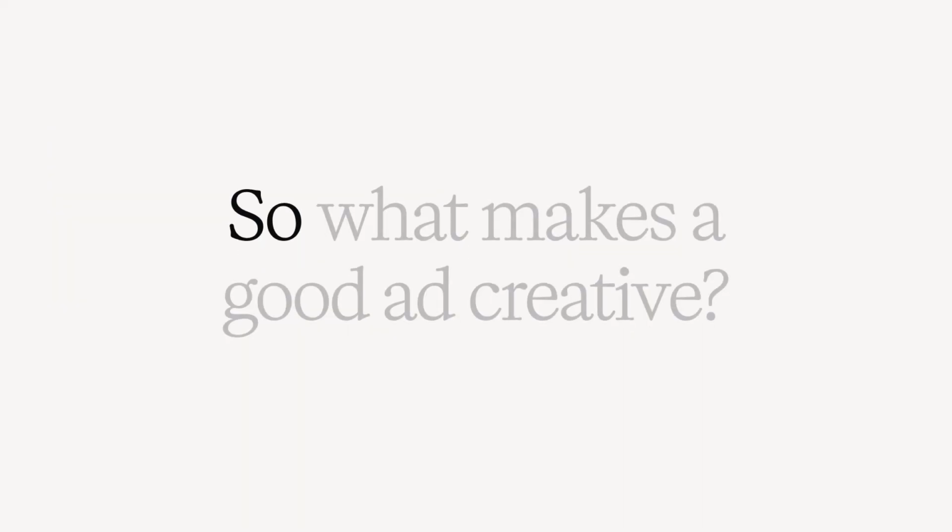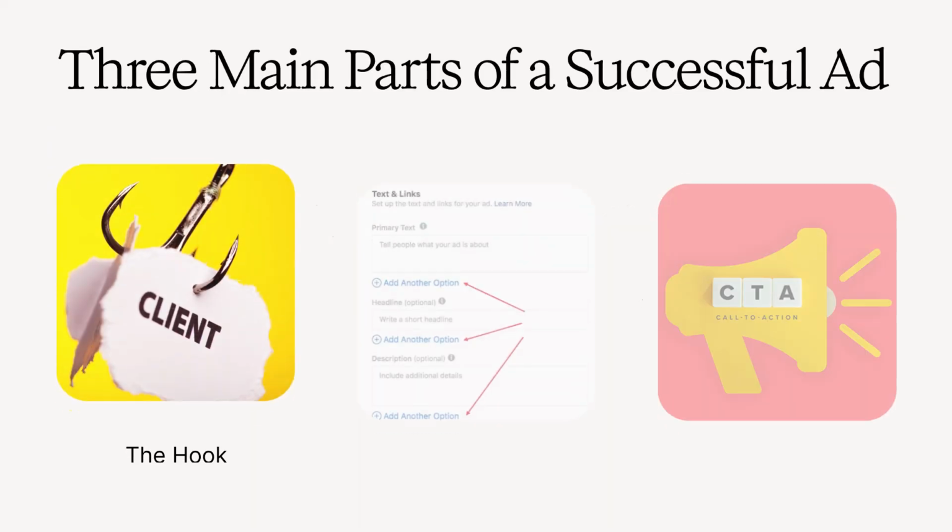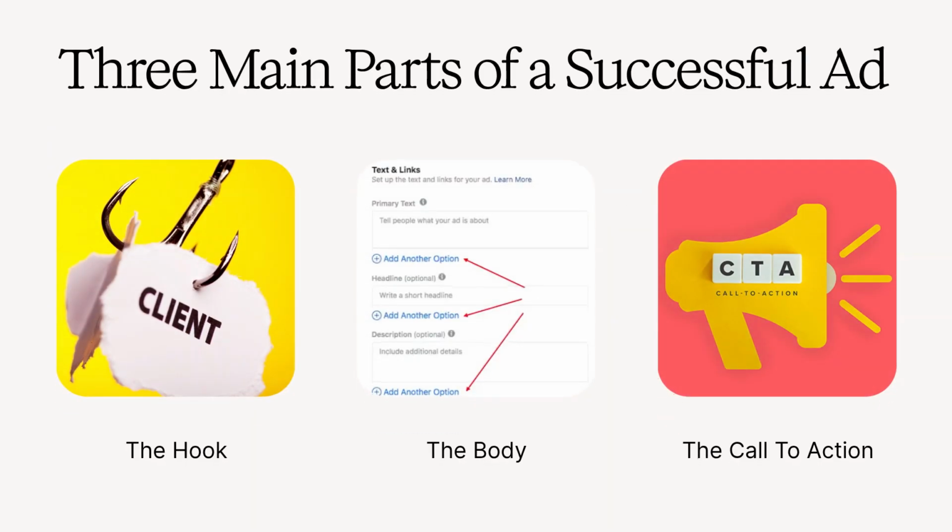At the end of the day, an ad's job is simple. It's to grab attention. And if you want to grab the attention of your prospects, you need high quality ad creatives, which is the thing that we're going to discuss in this video. So, what makes a good ad creative? There are three main parts: the hook, the body, and the call to action.